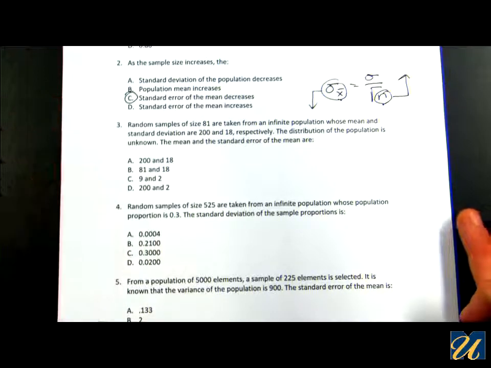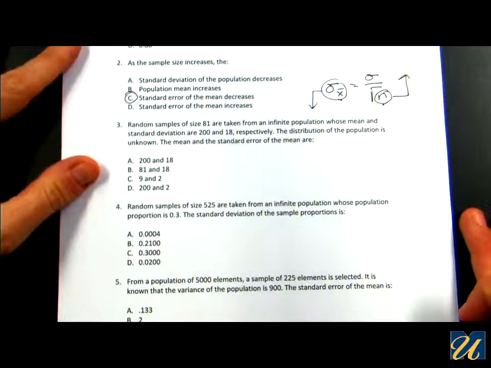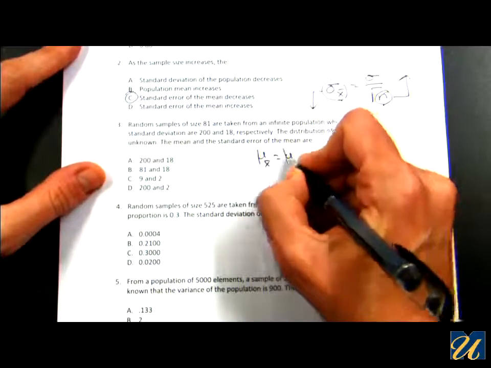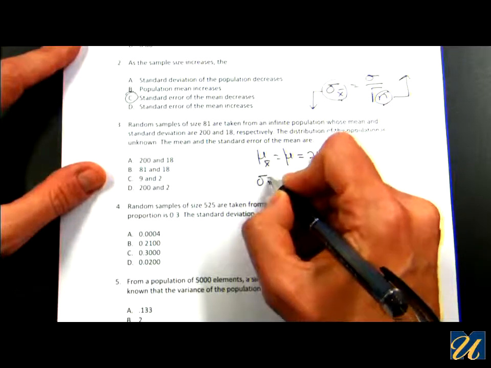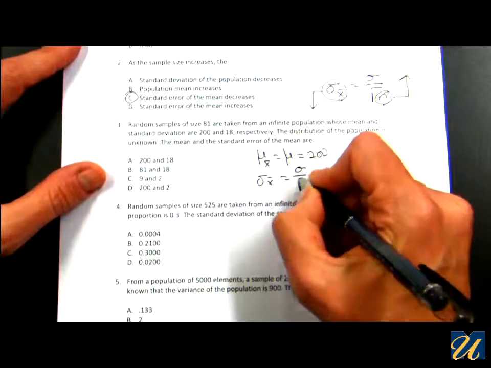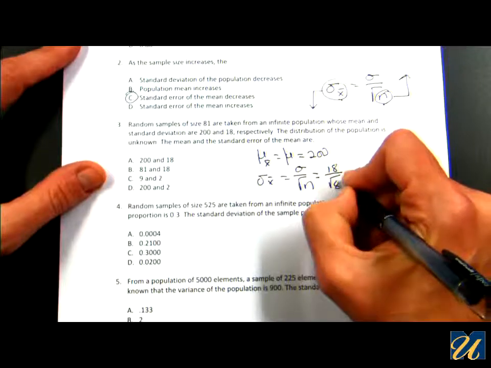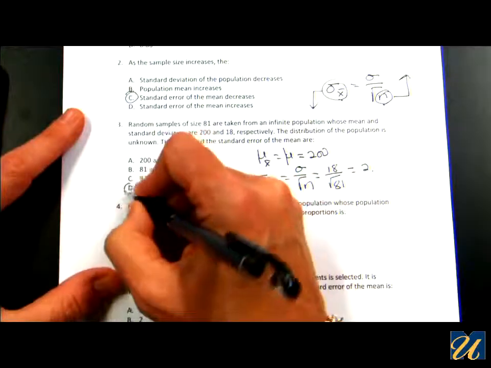Random samples of size 81 are taken from an infinite population whose mean and standard deviation are 200 and 18 respectively. The distribution of the population is unknown. The mean and standard error of the mean are. So we know that based on the main properties, mu x bar is equal to mu equal to 200, and that sigma x bar is equal to sigma over square root of n, which is equal to 18 divided by square root of 81, which will give me 2. So the correct answer will be D.